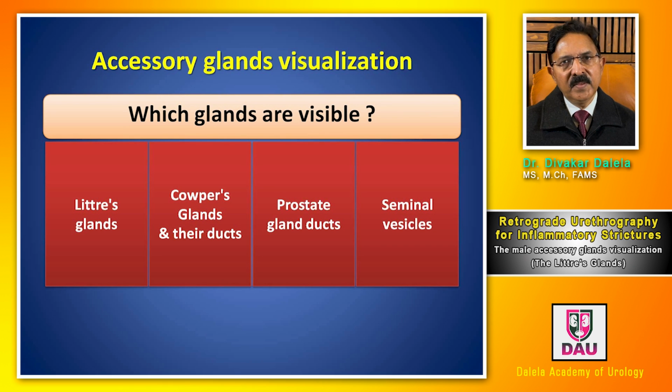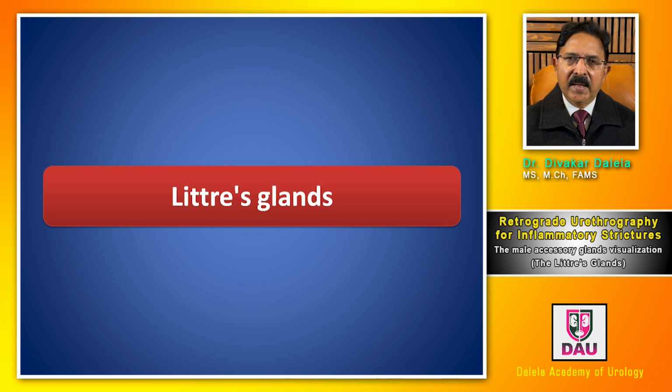In one film, you can see dominantly one of them, you can see 2 of them, you can see 3 of them, you can see all 4 of them in one film. But here, for the purpose of learning and teaching you and for the purpose of making things simple, I am taking them one by one. Now let me talk to you about Littre's glands.